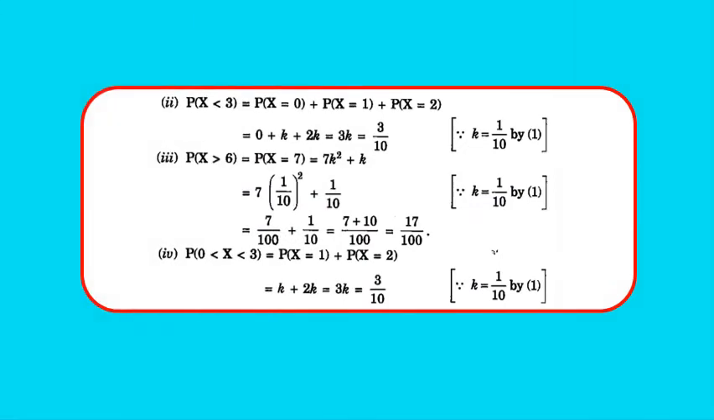Now second is the probability when X is less than 3. It means P(X=0) plus P(X=1) plus P(X=2), the sum of all the probabilities. So 0 plus k plus 2k, which is 3k. So putting the value of k, we get 3 upon 10. Third, probability when X is greater than 6, that is the probability when X equals 7. So 7k square plus k. So putting the value of k, we get 17 upon 100. And fourth is P(0 < X < 3). So it is P(X=1) plus P(X=2), so it is k plus 2k, so 3k, and k is equal to 1 upon 10. So we get 3 upon 10. Clear? So pause and note down the solution.